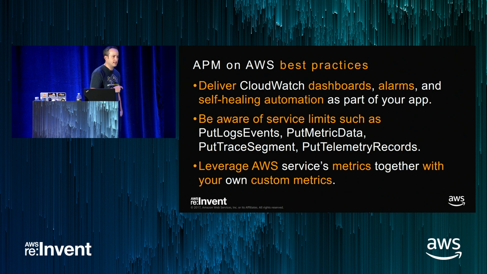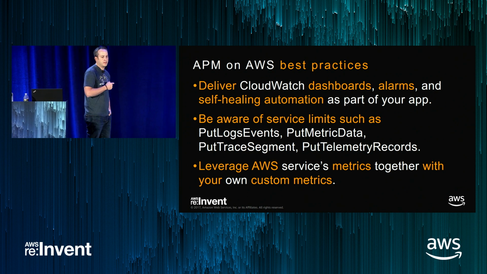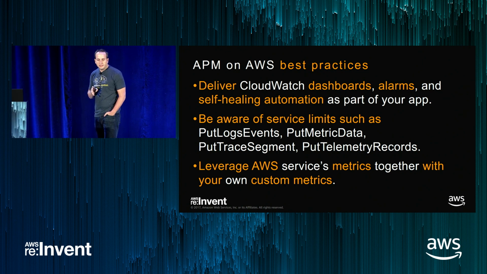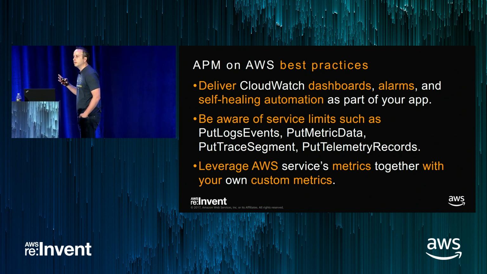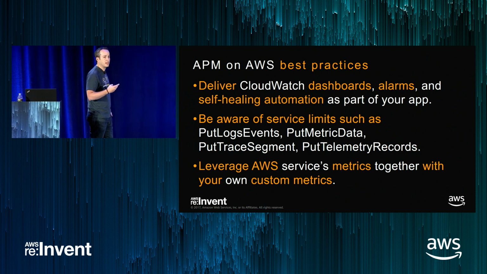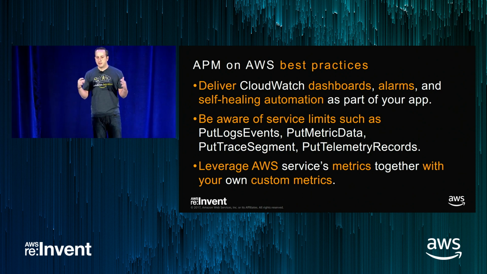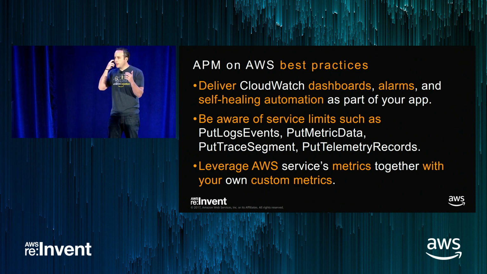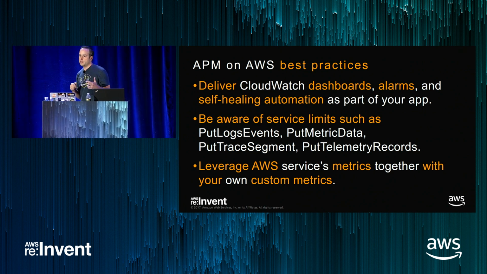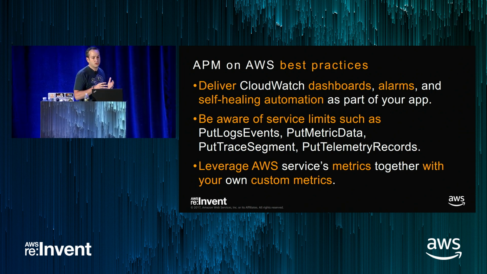Be aware of service limits, such as PutLogEvents, PutMetricData, PutTraceSegments, PutTelemetryRecords. Those are API calls to CloudWatch and X-Ray. So usually they have limits. Let's say you can only call them 5 times a second. So if you have several applications, hundreds of applications, sending log information to CloudWatch Logs using the CloudWatch Logs agent, and they're all running in parallel, you might reach those service limits. So you need to carefully plan for that. So talk to your AWS team, your technical account manager, solutions architect, or the service team, because you really don't want to get into those limits.